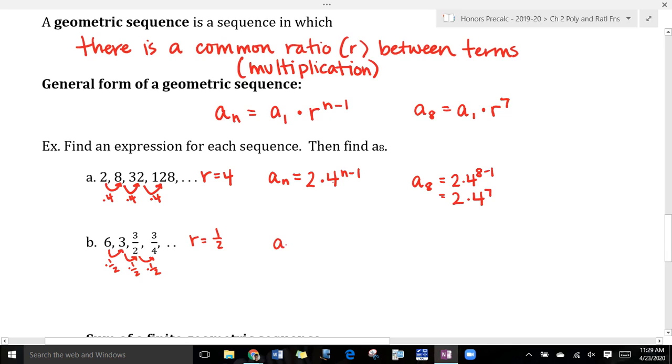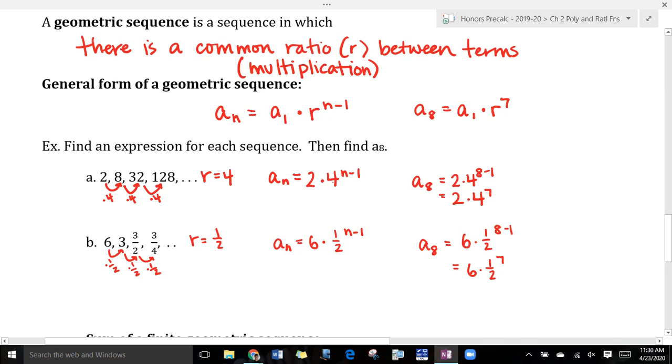Okay, so we can go ahead and find a_n. It would be a1, which is 6, times r, which is a half, to the n minus 1. And again, no simplifying can be done, that's it. But now I can go ahead and find a8, which would be 6 times a half to the 8 minus 1, or 6 times a half to the 7th.